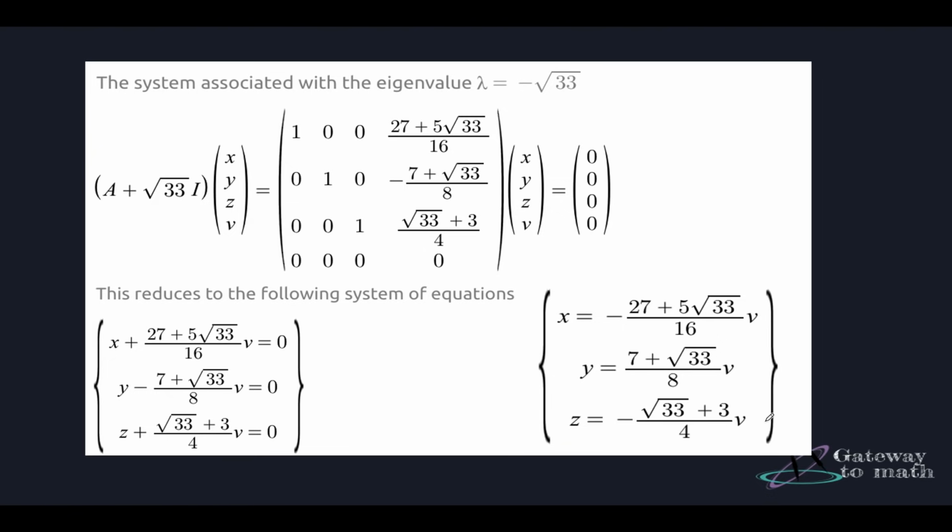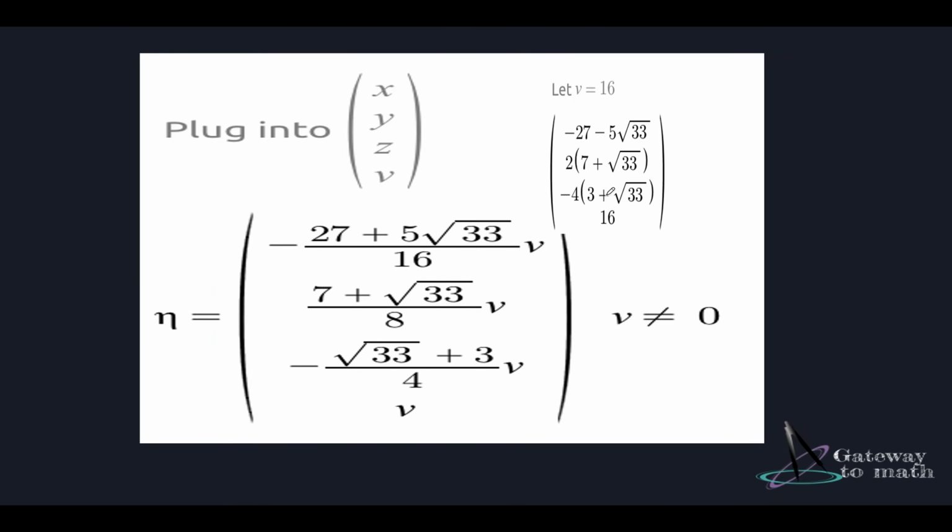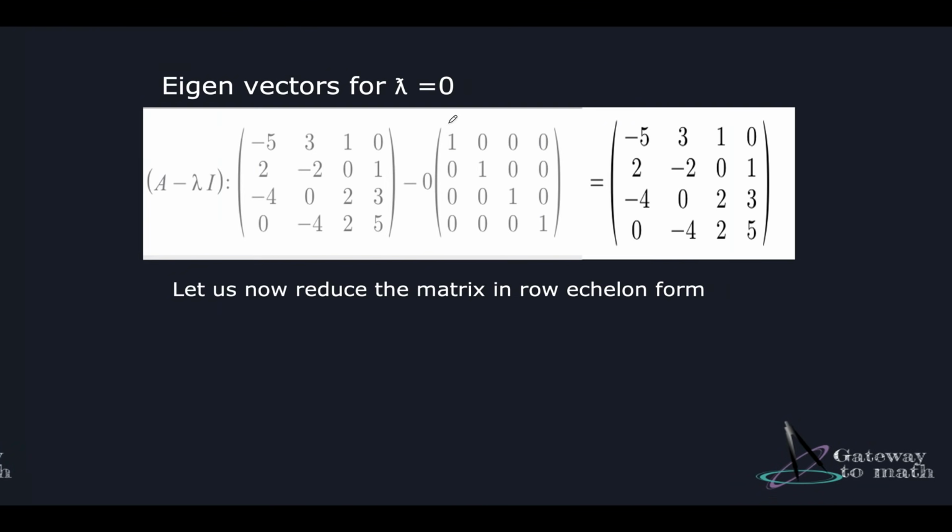Let's replace v again with 16. And so the new values that we have equal 16 minus 4 times of 3 plus under root of 33, 2 times of 7 plus under root 33, minus 27 minus 5 times of under root of 33. So these are the values that we've got when our lambda equaled negative of root 33. Now we still have to solve again when lambda equals 0.